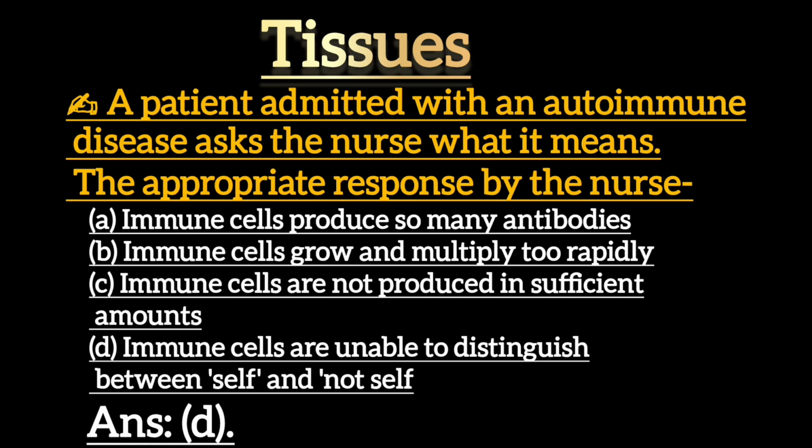A patient admitted with an autoimmune disease asks the nurse what it means. The appropriate response by the nurse: option A, immune cells produce so many antibodies. Option B, immune cells grow and multiply too rapidly. Option C, immune cells are not produced in sufficient amounts. Option D, immune cells are unable to distinguish between self and not self. Correct answer is option D.